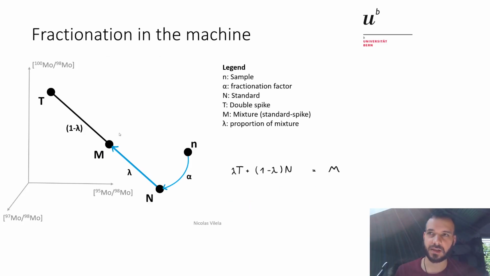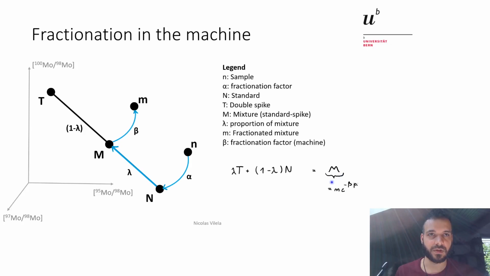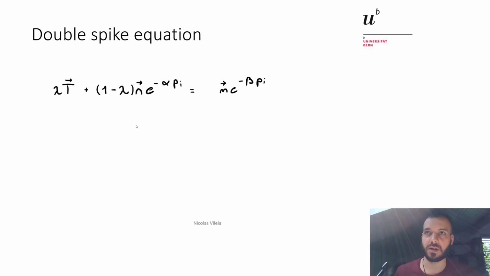What we will do next is introduce our mixture into a mass spectrometer in order to get our isotopic composition. In the machine, there is some more fractionation happening, which will follow this path. And finally, this is the value that you will measure. This path again can be described by the exponential fractionation law. So we will change our expression and introduce this expression here. We will do the same with our natural fractionation, and this is how we will receive our double spike equation.